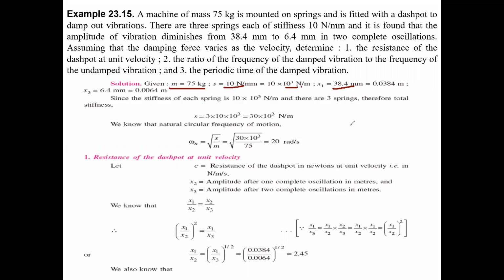And x3, for complete two oscillations, the x3 value diminishes to 6.4 mm. That means 0.0064 meters.